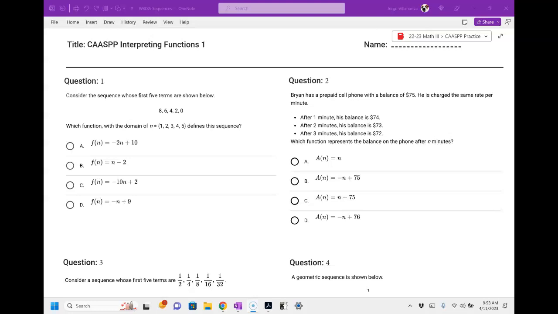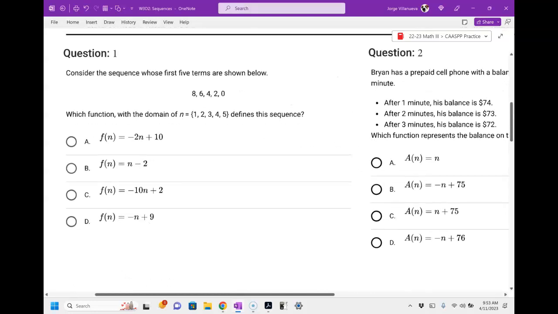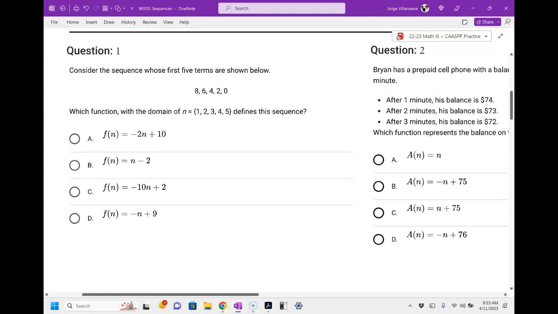So it says, consider the sequence whose first 5 terms are shown below. And the sequence, again, this is from your question number 1 here: 8, 6, 4, 2, and 0. Which function with a domain of n equal to 1, 2, 3, 4, and 5 defines this function? Okay, so it sounds kind of weird, but what they're saying is, if my domain is 1, 2, 3, 4, 5, remember, domain represents which letters, X or Y's? Remember yesterday we talked about it? So which one was your domain, your X values or your Y values? The X's, right? Domain was your X's.